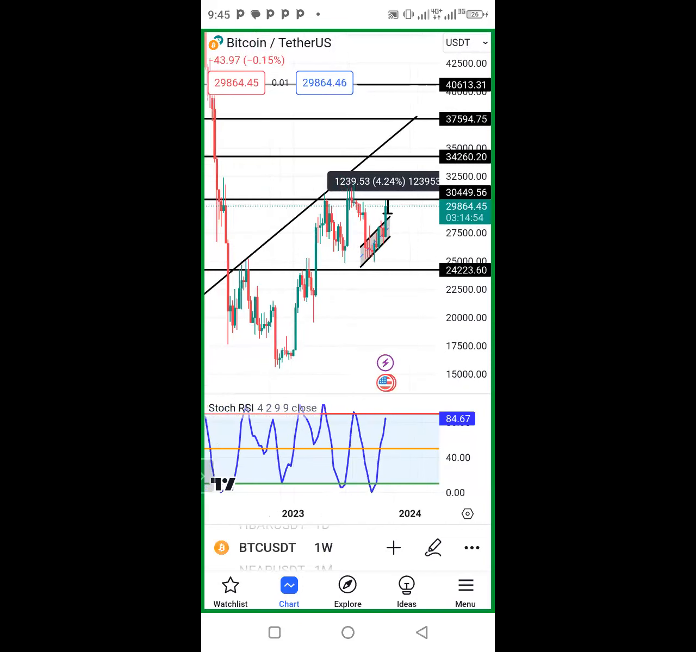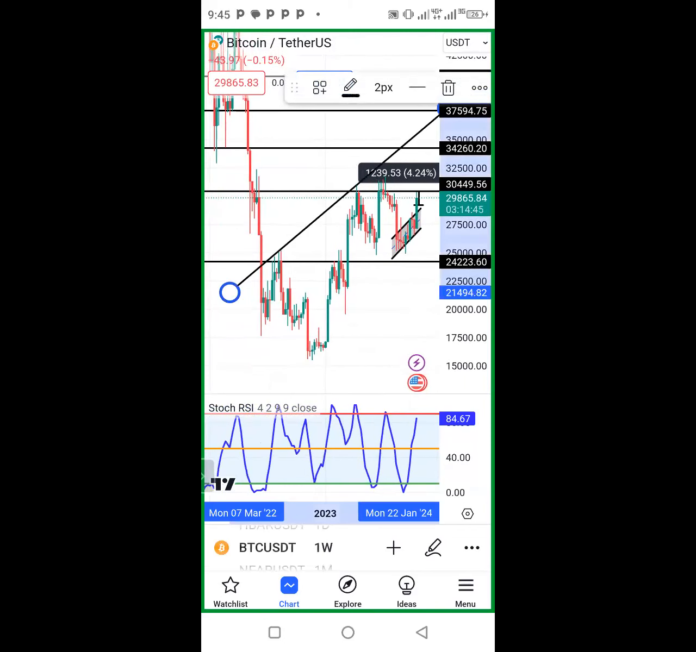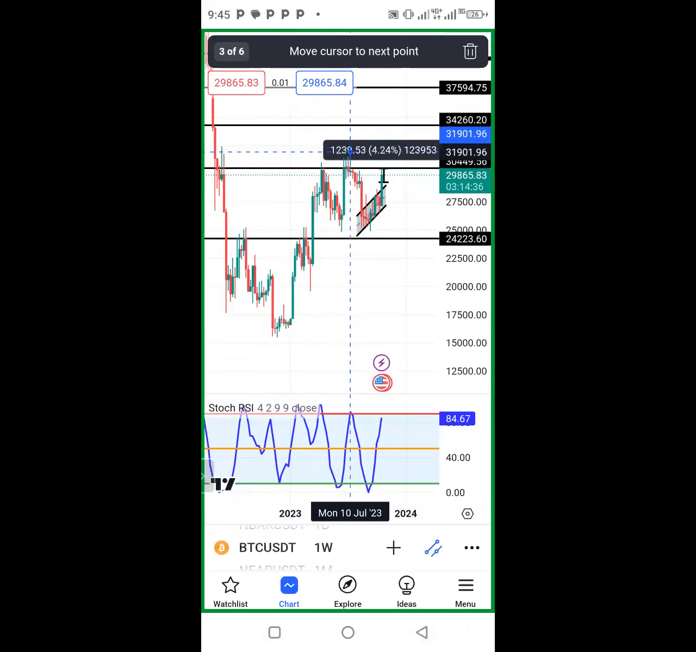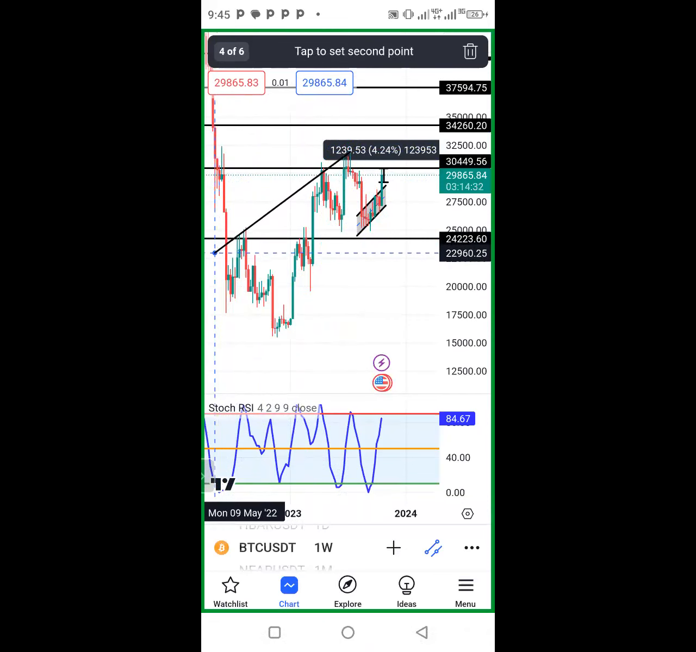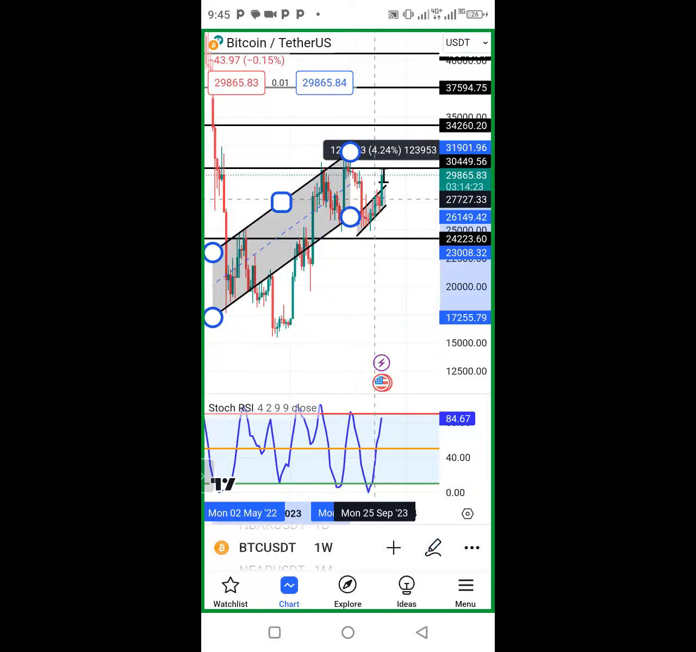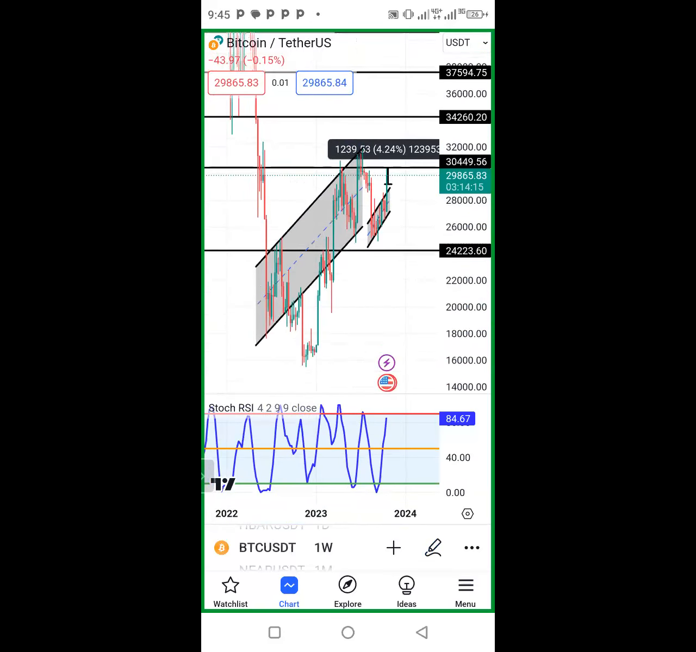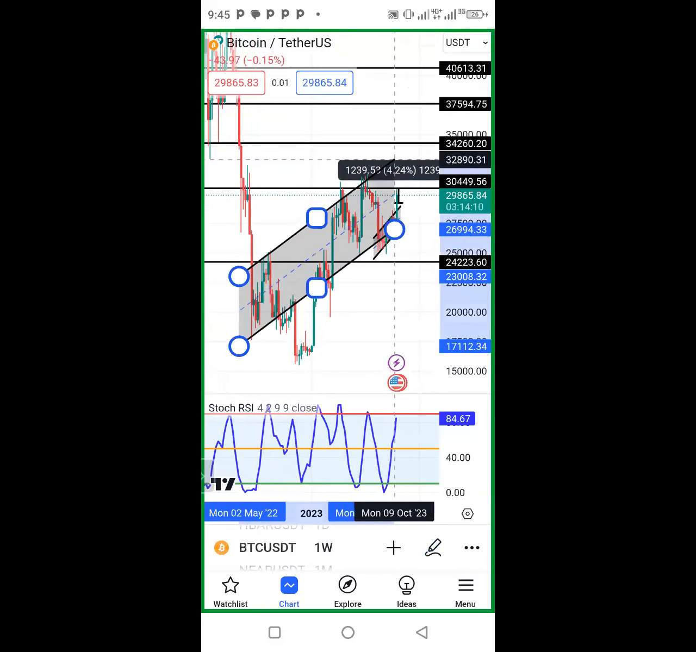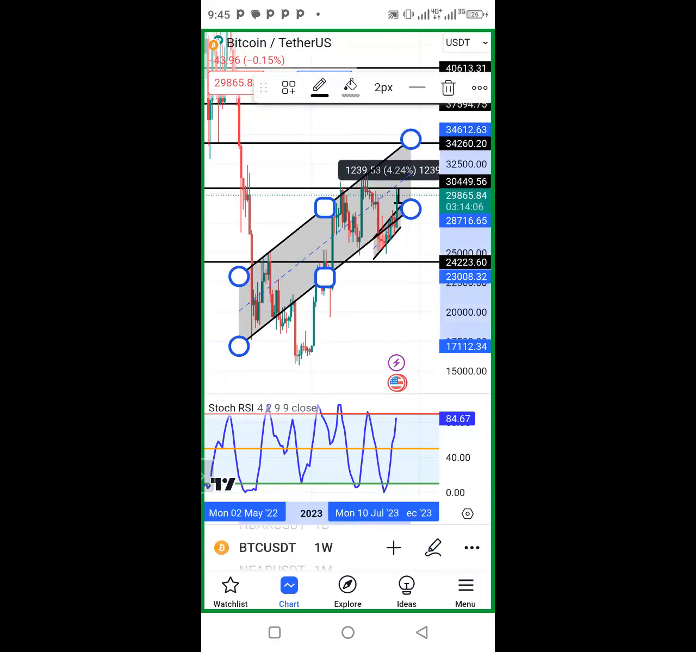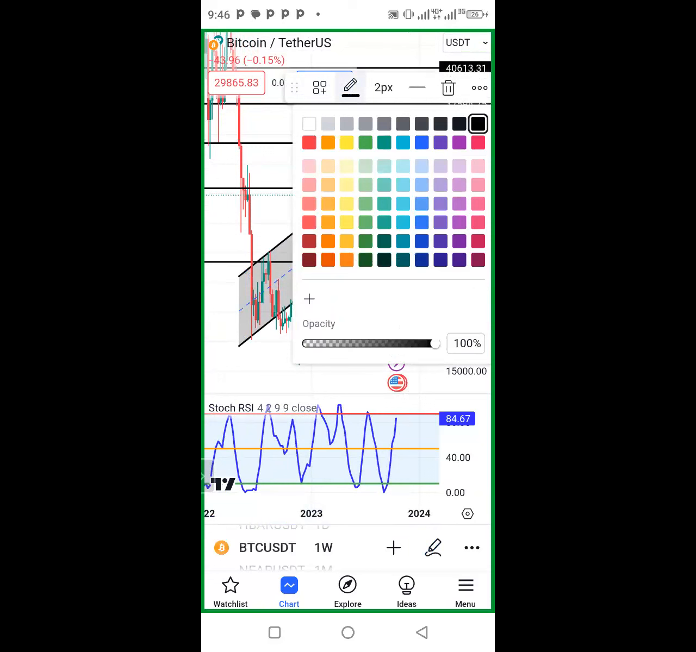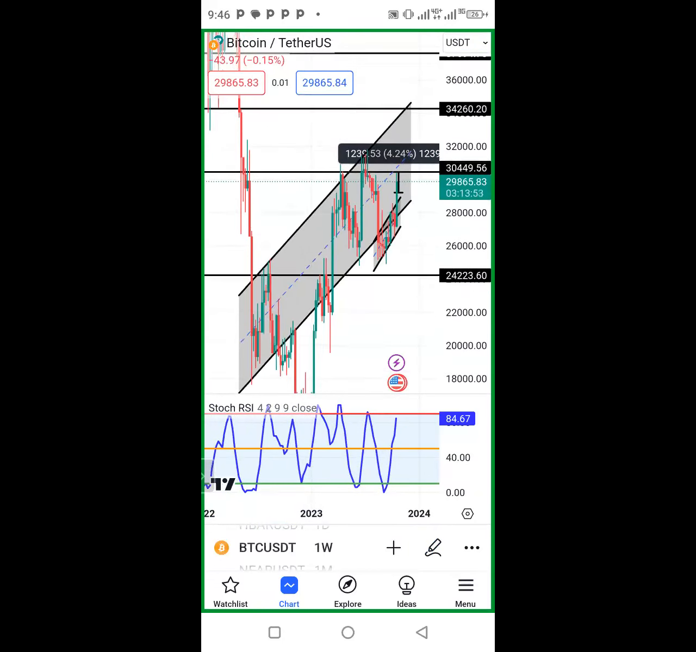Now, you can see this is Bitcoin on the 1 week. Let me remove this. On the 1 week, let me use Pirate Channel. You can also use Pirate Channel. Now, this is Bitcoin on the 1 week. Sorry, I need to change this color.